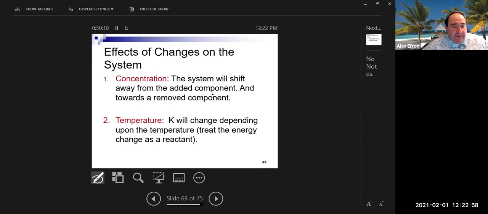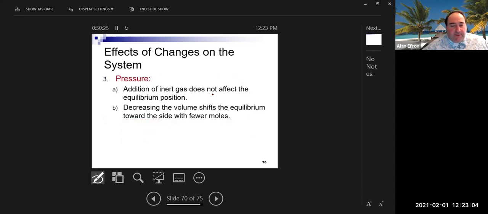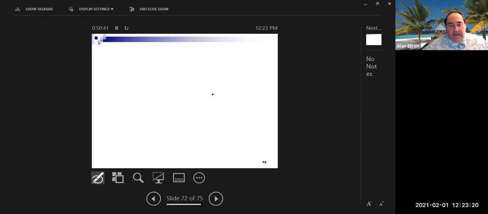Temperature again is really depending on exothermic or endothermic, like we talked about, as to which way it will go. Pressure and volume are oftentimes tied to each other. A good way to remember those, like we talked about, is to think about it in terms of the volume. Smaller volume, you need fewer gas molecules; larger volume, more gas molecules to fill it up.